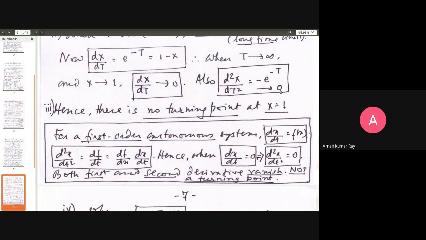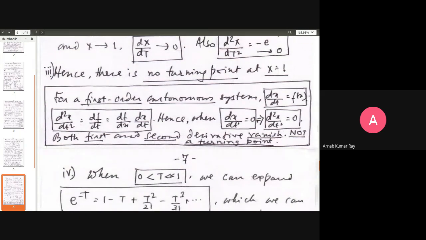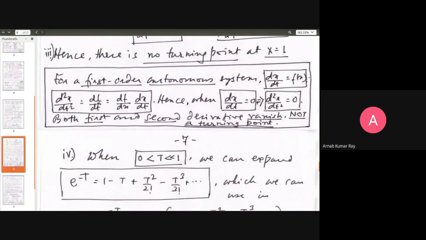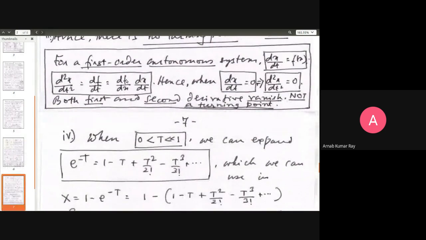This falls into a general pattern of autonomous systems. What is it? Let us see. For a first order autonomous system, dx/dt is equal to f(x). We started with that. Let us look at d2x/dt squared. d2x/dt squared is equal to df/dt. And by chain rule, we write that as df/dx into dx/dt. And dx/dt is equal to f.